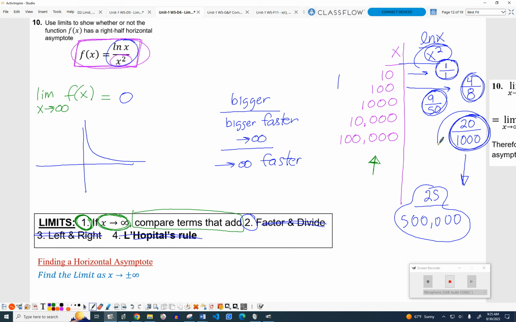Sometimes I've done this, which is kind of goofy. I've said if the top goes to infinity, but the bottom gets there quicker, then you're headed towards 0.